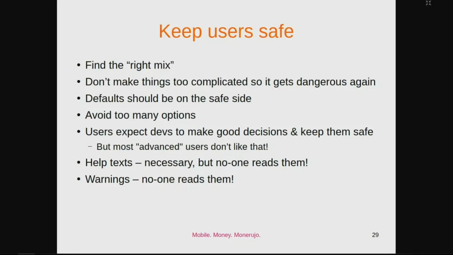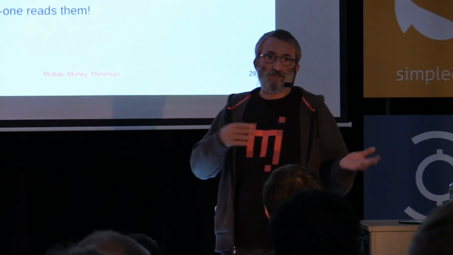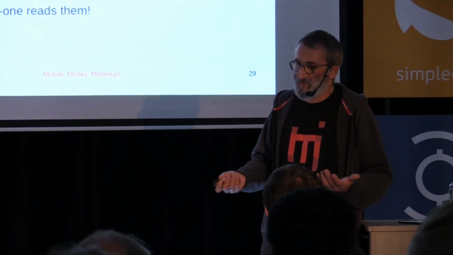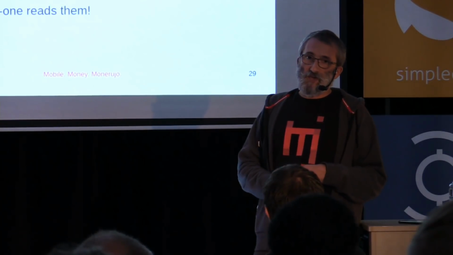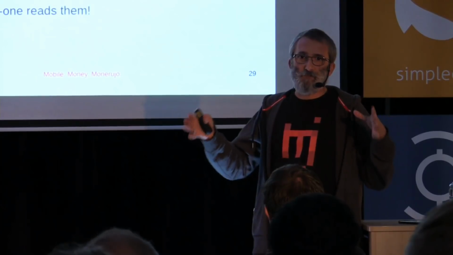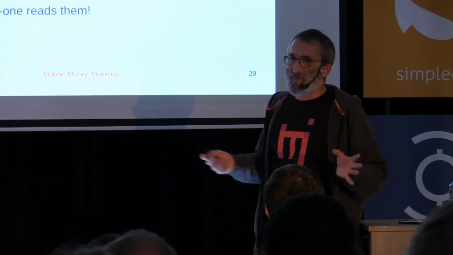We don't want to make things too complicated. If it's too complicated, people don't understand it, they make mistakes, they screw up, and it's just no good for anyone. We want to have defaults which are on the safe side. We want to have a definition of what the app is about, and we want to do that well. So we don't want to have options.